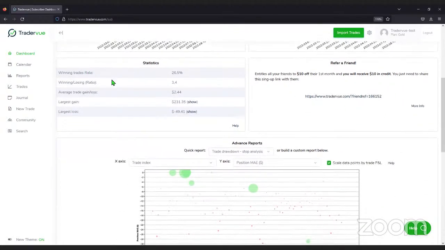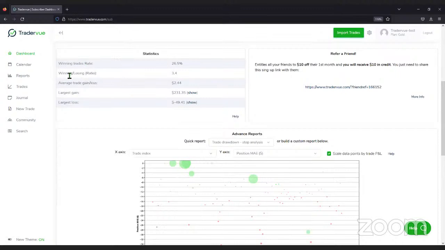And then you have statistics: winning trades rate, winning losing ratio, average trade gain loss, and largest gain, largest loss. These are very commonly accepted statistics for all traders, right? Everybody wants to know their winning trading rate, winning or losing ratio, which is basically your risk reward or your profit factor. And then you want to know your average trade gain loss, your largest gain, your largest loss.